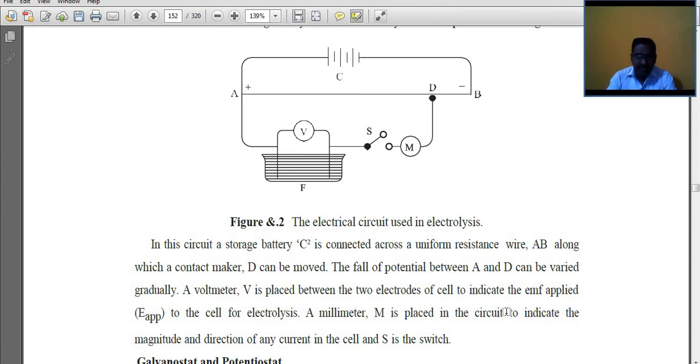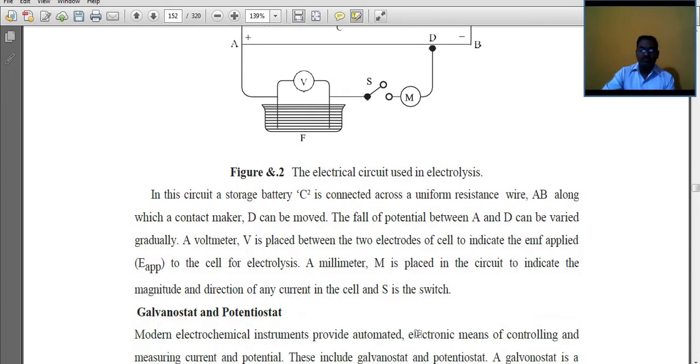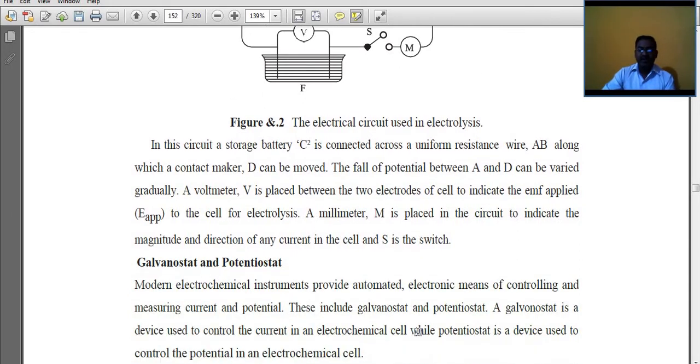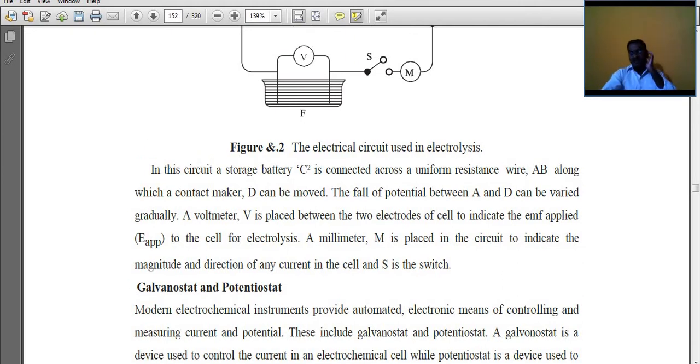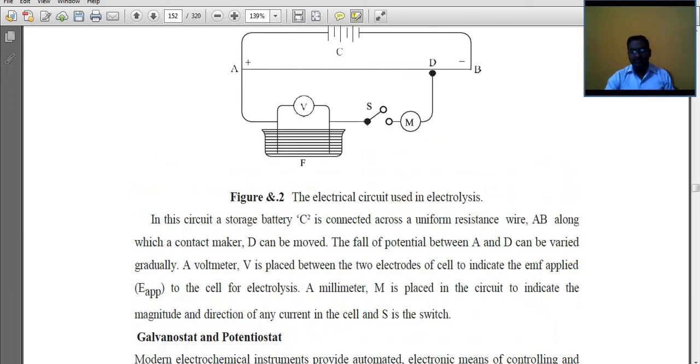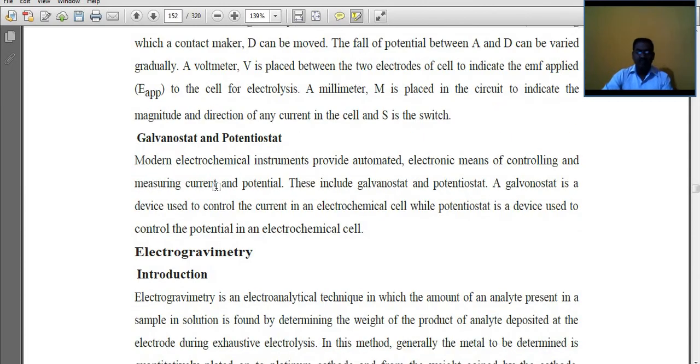A voltmeter V is placed between the two electrodes of the cell to indicate the EMF, electromotive force, of the cell for electroanalysis. A milliammeter M is placed in the circuit to indicate the magnitude and direction of any current in the cell, and S is the switch or key.